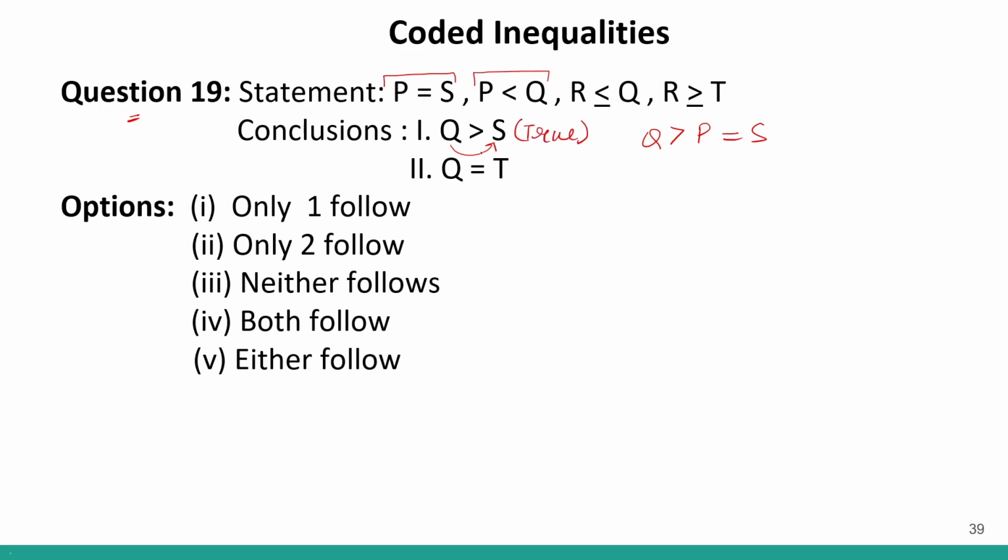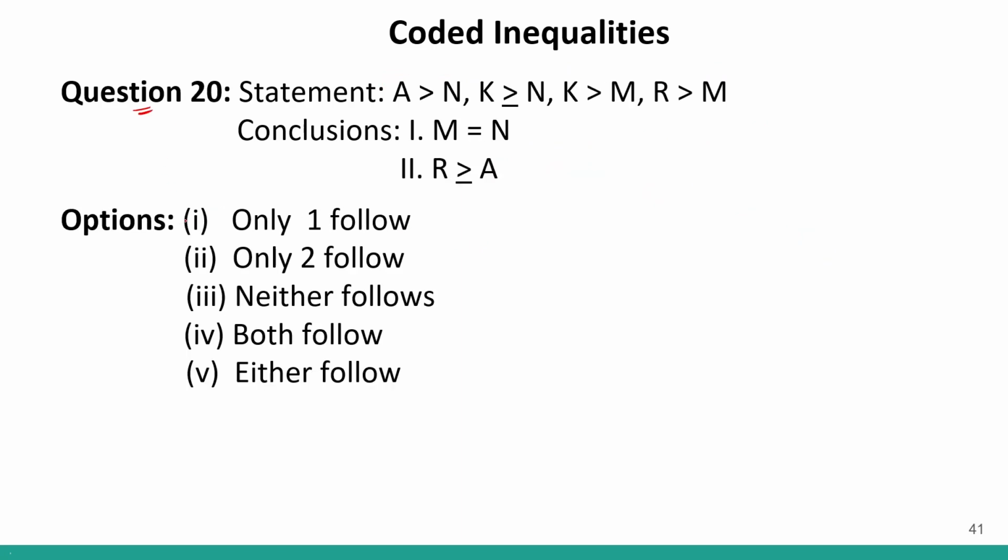Correct? If I look at statement number 2, which says Q is equal to T. Over here I can see the relationship between Q and R and T. So Q is greater than or equal to R, which is greater than or equal to T. So basically we get the relationship between Q and T to be that Q is greater than or equal to T. So this gives us two possibilities. It could be greater than or equal to. But we are looking at only definitely true conclusions, right? So this will be false. So my answer will be option number 1, only 1 follows. Correct?